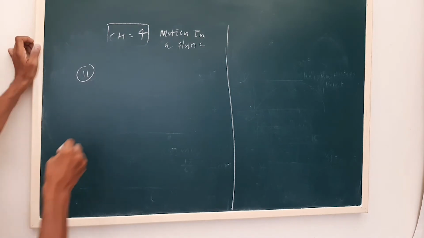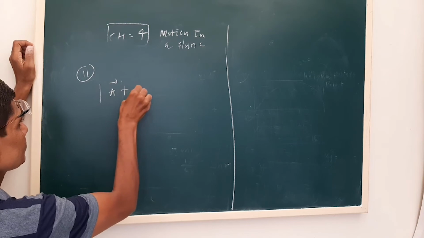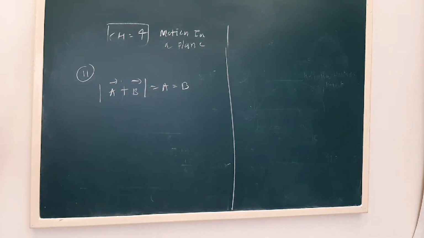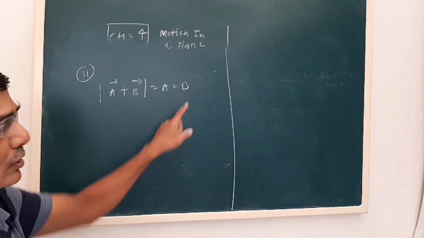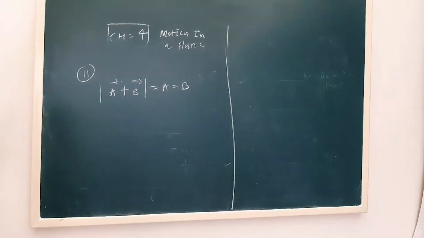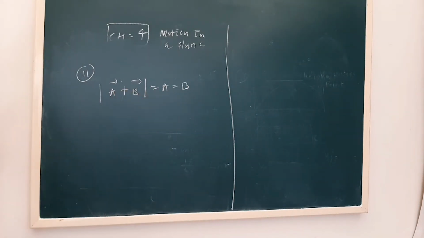Okay, now given that the resultant of A plus B is equal to A or equal to B. That means A and B are equal vectors and their resultant is also equal to A or B. So what is the angle?